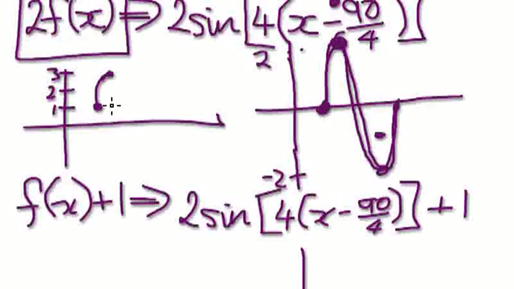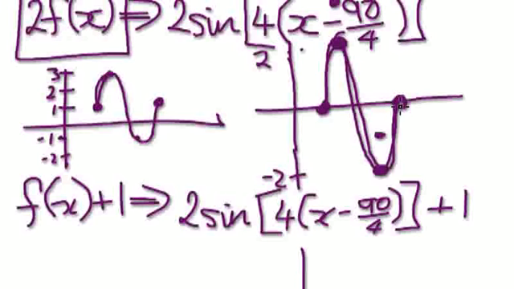This point here is this point here, because at the moment it's 0. When you add 1, it moves it up to 1. The lowest point here, which was negative 2, when you add 1, becomes negative 1. So it's going to be somewhere here, and it's going to look something like this.